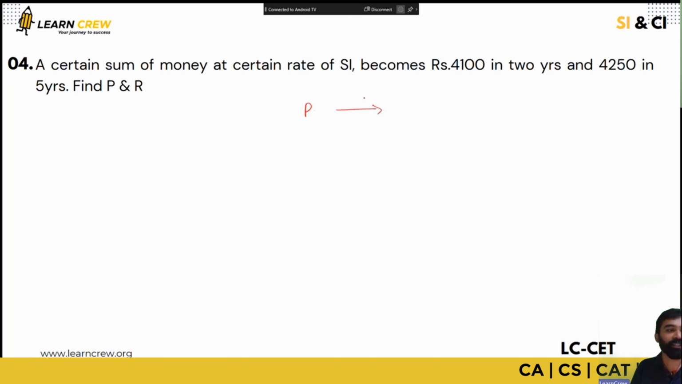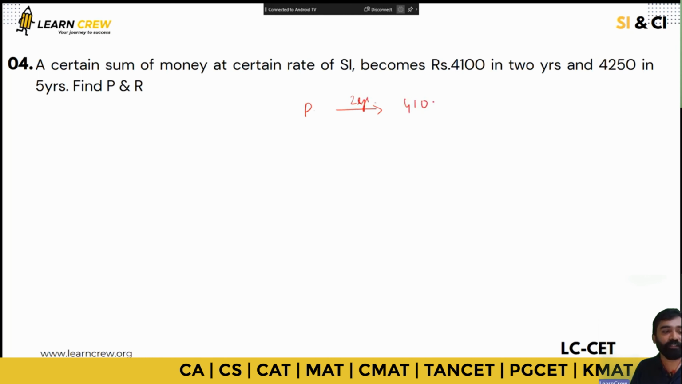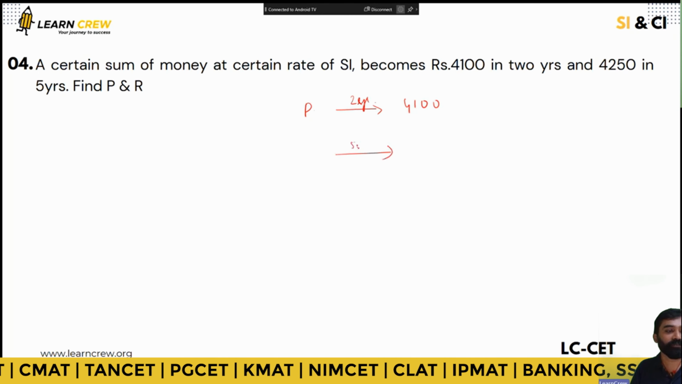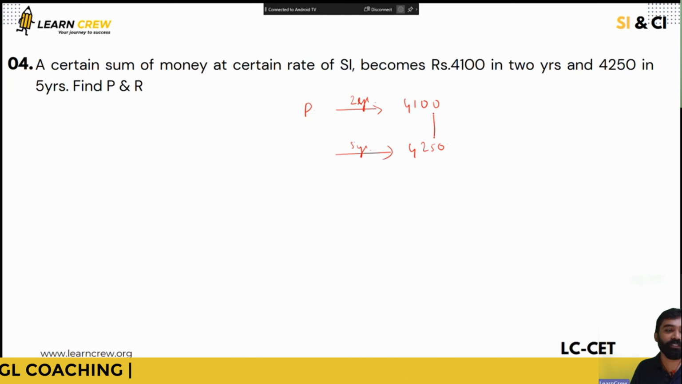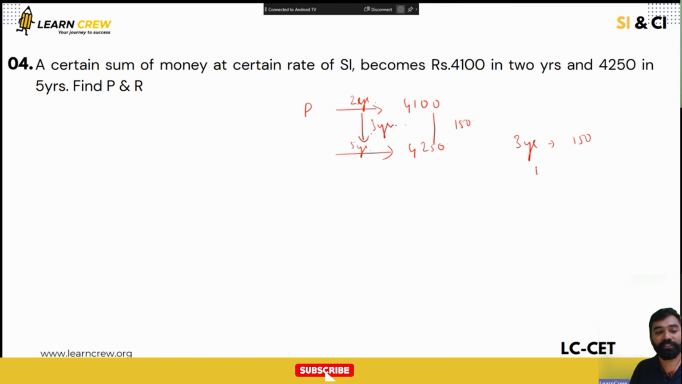How much is it in a 2 years span? 4,100. In a span of 5 years, how much is it? 4,250. So now between these, how much is the difference? 150. Years, how much difference? 3 years. So if 3 years is 150, what is for a single year? 50. This 50 is nothing but the simple interest.